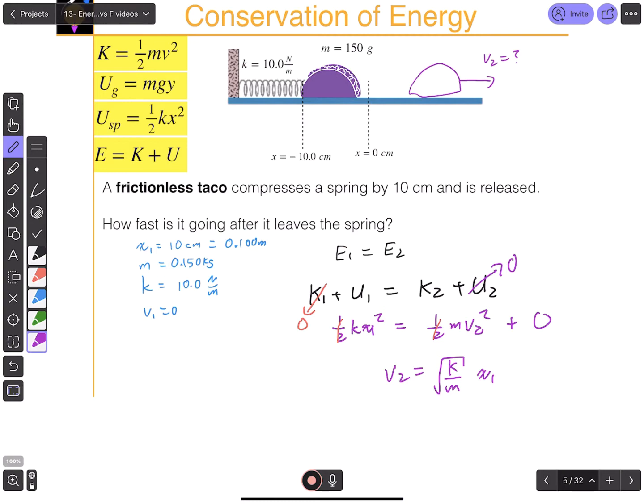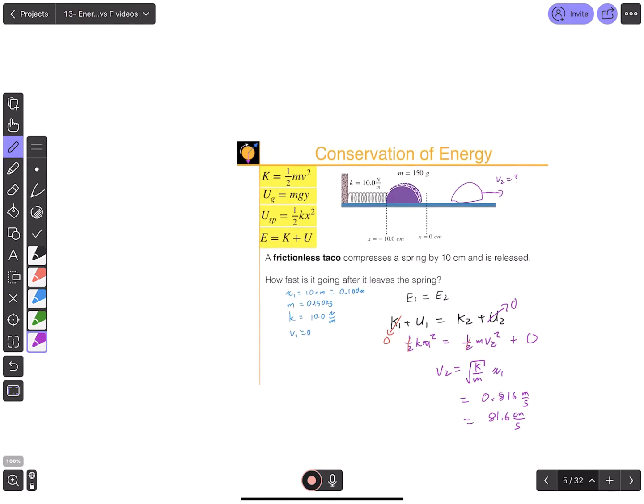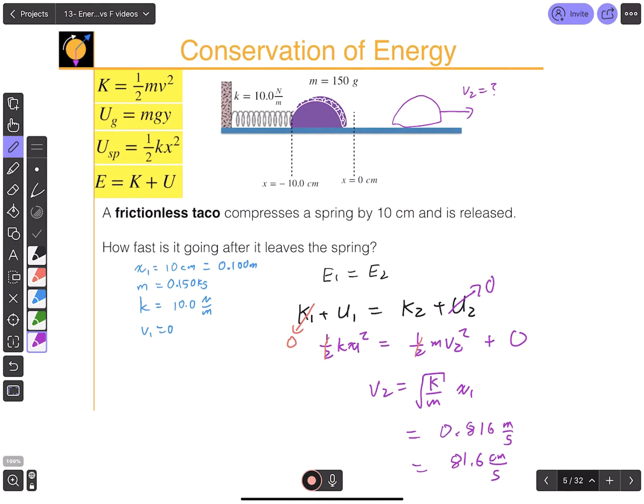Solving that, now we can get the answer. So when I plug in k is equal to 10 newtons per meter, I plug in x is equal to 0.1 meters, and I plug in that the mass is 0.150 kilograms, I get a final speed of 0.816 meters per second, or if I want, and I do, 81.6 centimeters per second. So that's the final speed of our taco.